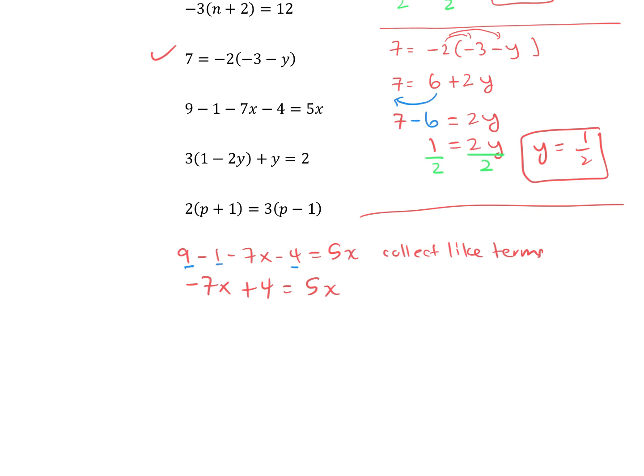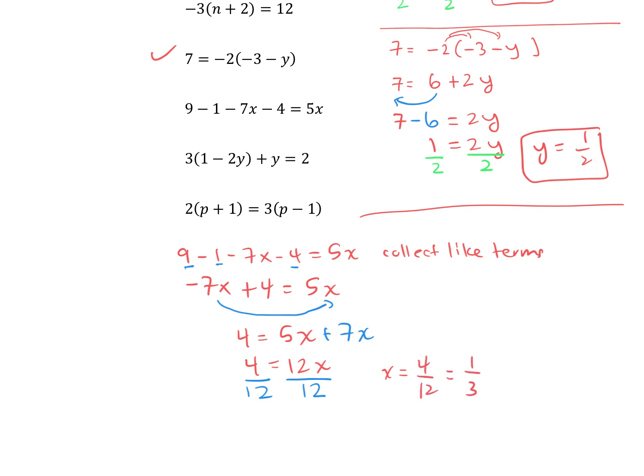This one has variables on both sides. So you can choose to put the x's on the left, or you can choose to put them on the right. I'm going to put these x's over to that side. So minus 7x is going to become plus 7x. 5 plus 7 is 12x. We want x, so we'll divide by 12 and divide the other side by 12. x equals 4 divided by 12. If we reduce that, it would be 1 over 3. Okay, so that one's done.